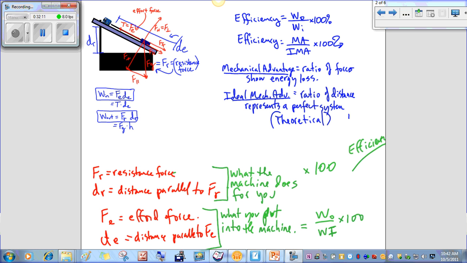A U-Haul truck could be 3 feet off the ground, but the ramp could be 7 feet long. So you travel 7 feet, and the machine says, I'll tell you what, you travel 7 feet, and I'll make sure you get 3 for you. Then the machine says, I'll lift the whole weight for you if you just lift the parallel component. And you're like, no.